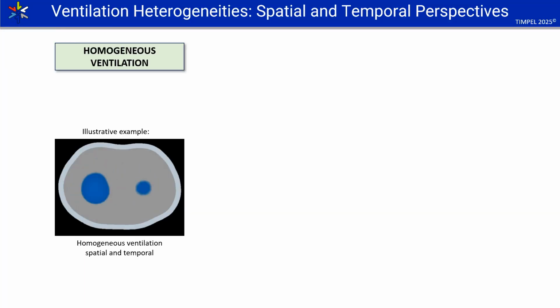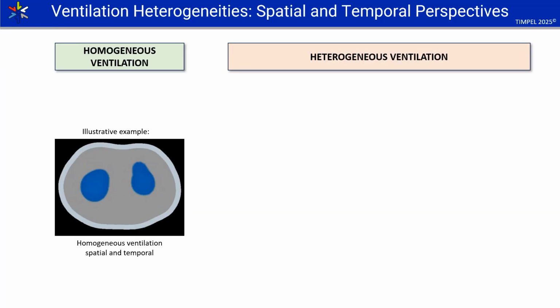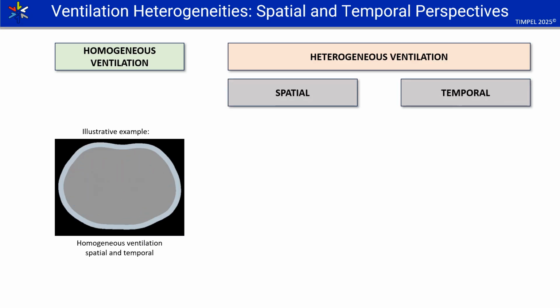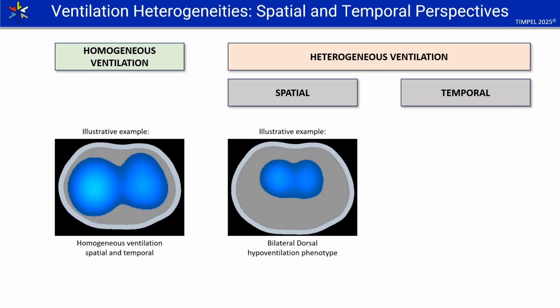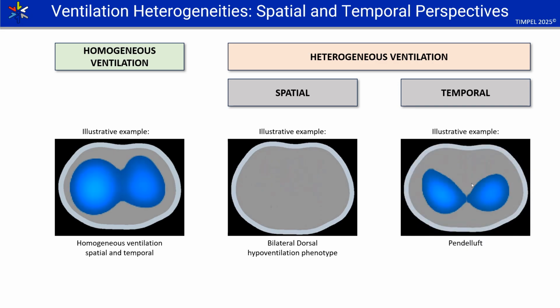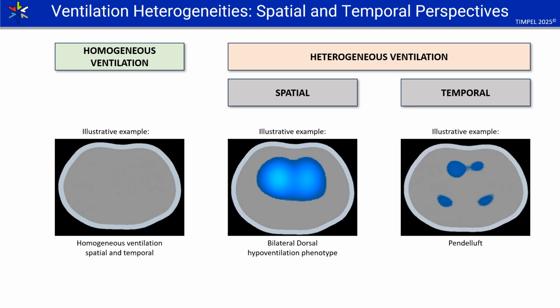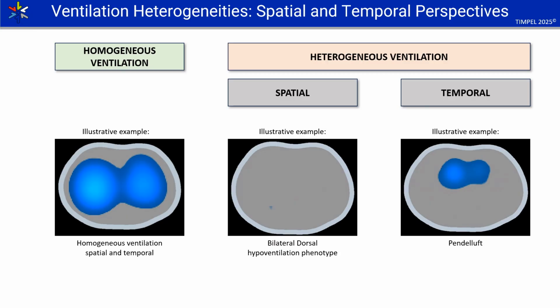Ventilation can be either homogeneous, as seen in the first video, or heterogeneous, which can be categorized into two fundamental groups, spatial heterogeneity and temporal heterogeneity. One illustrative example of spatial heterogeneity is the dorsal hypoventilation phenotype, as shown in the video. For temporal heterogeneity, I have chosen the often discussed Penderluft phenomenon as an illustrative example.